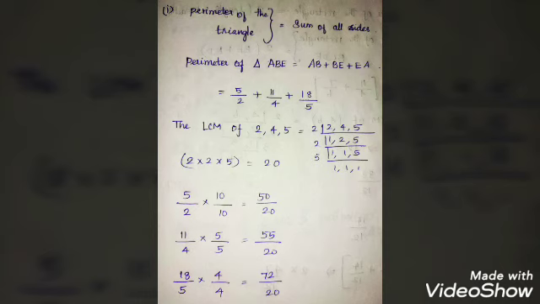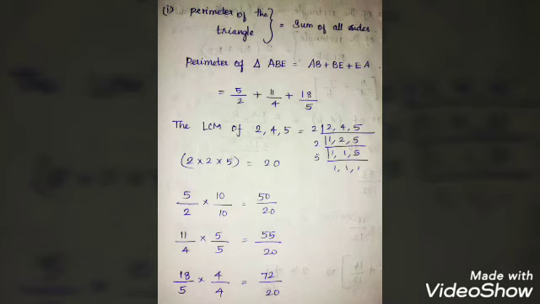Next, the perimeter of the triangle. This is the first thing we have to find. What is the perimeter of the triangle? The sum of all the sides. Sum is nothing but adding all the sides. So the perimeter of triangle ABE equals the three sides AB, BE and EA. We know each value, so substituting those values: 5 by 2 plus 11 by 4 plus 18 by 5.